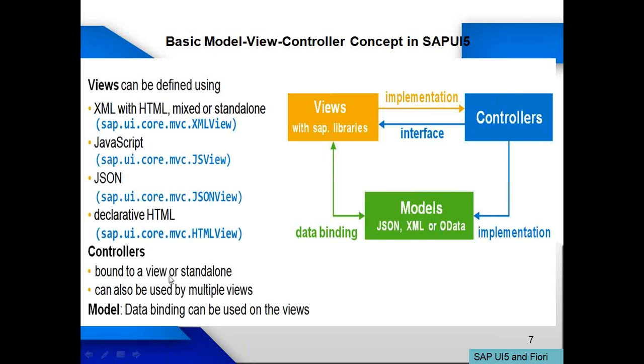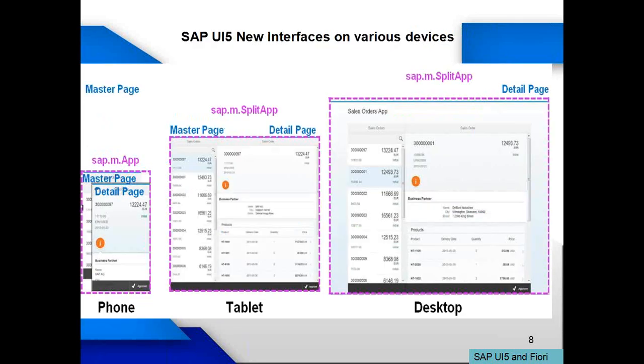Controllers are again developed in JavaScript, and they control the data flowing across the views. And the model is nothing but data binding, so it will have the APIs to communicate with the SAP system. These are all the SAP UI5 interfaces.